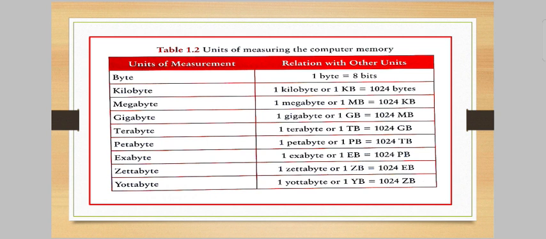First is byte. 1 byte is equal to 8 bits. We all know that 1 bit is the smallest unit of computer memory. Now, 1 byte is equal to 8 bits. Kilobyte: 1 kilobyte or 1 KB is equal to 1024 bytes. Next is megabyte, 1024 KB. So this is the table of units for measuring computer memory, and all of you have to learn this table.